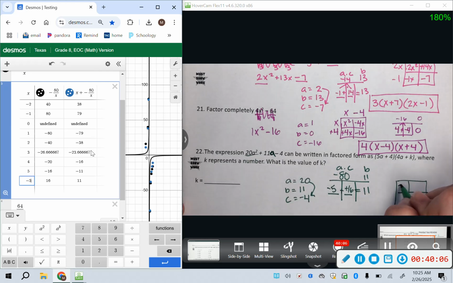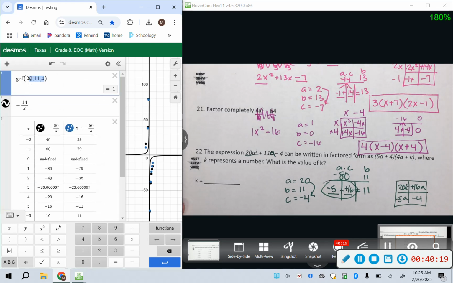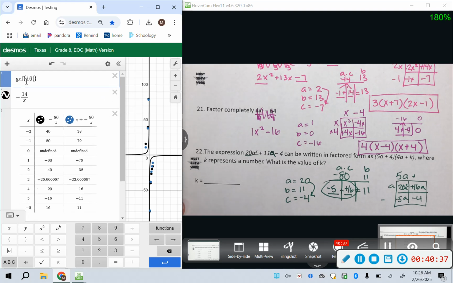First term, first box. Last term, last box. Don't forget your letter. Minus 5 plus 16. And GCF. Now this is one that you definitely want to use the GCF feature for because it's not just your simple order numbers. So 20 comma 5 is 5. Oh, don't forget these both have an A. These both have an A, positive, negative. So these both were 5. 16 comma 4 is 4.